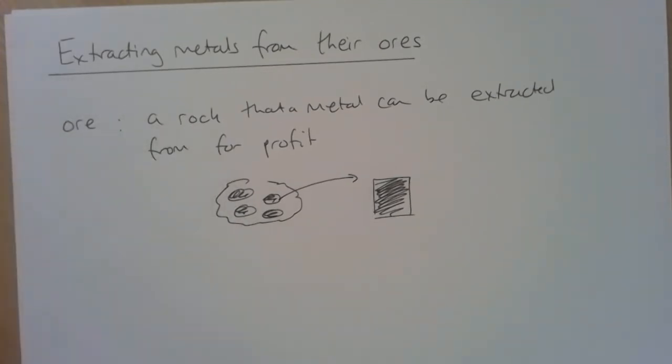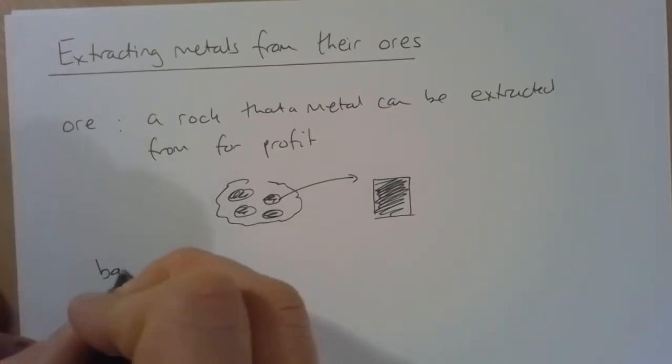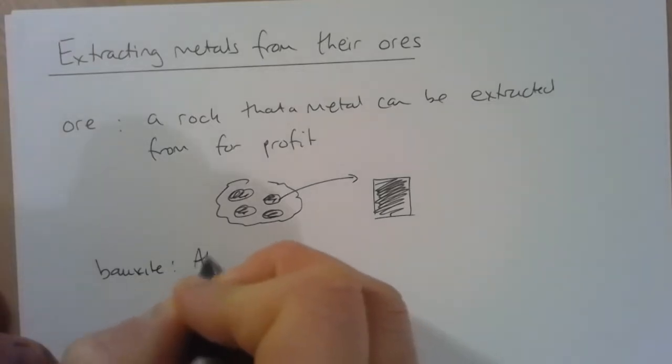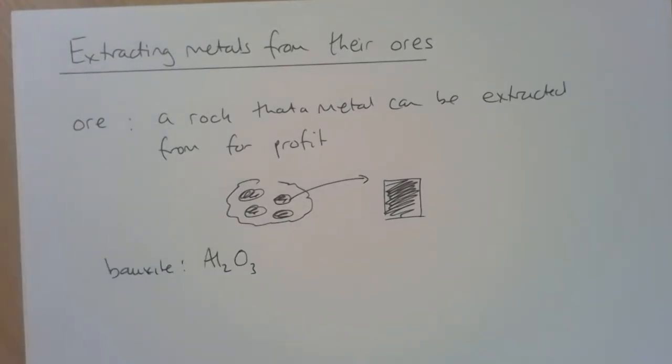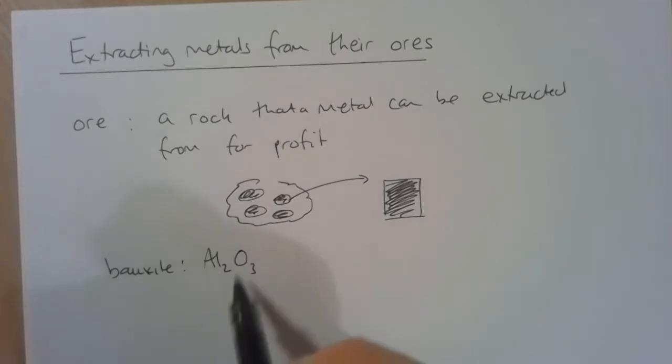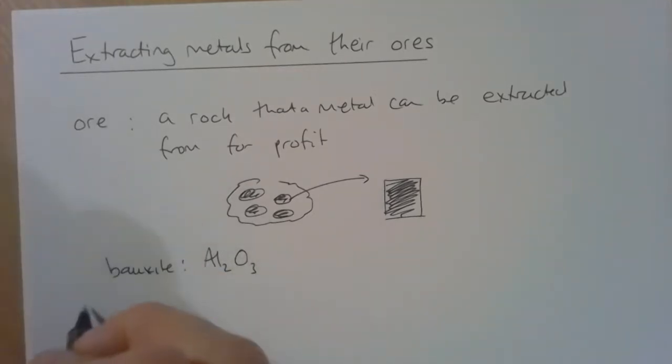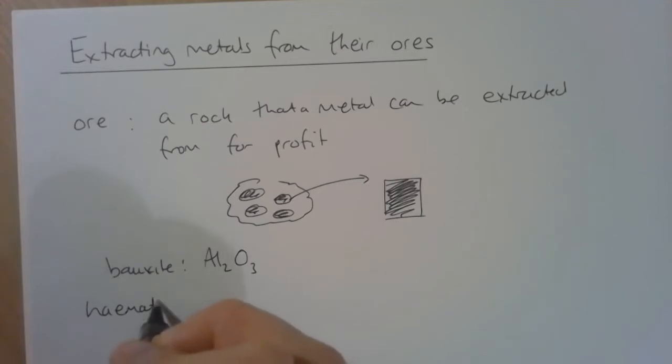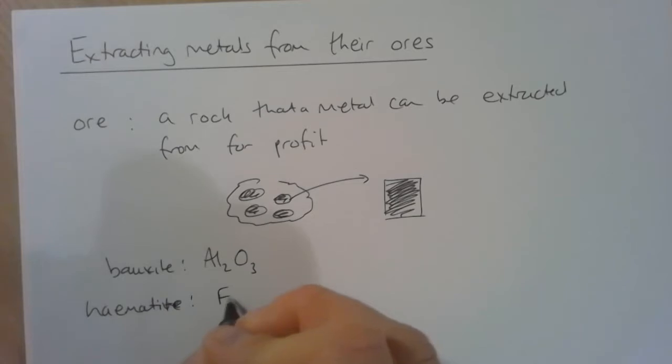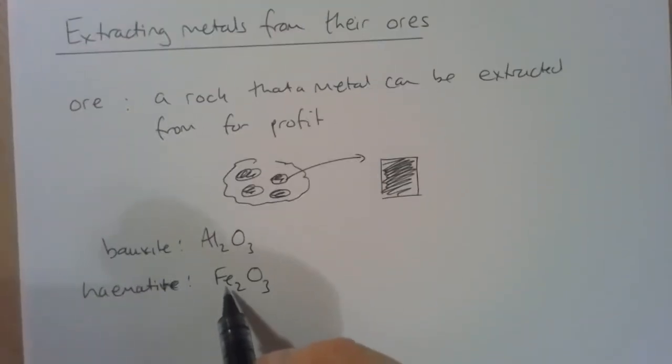Ores, there's lots of different types of ores, but there's some common ones that we need to know about. One of them is bauxite, which is aluminium oxide. So what we can see is that the aluminium is chemically combined in a compound with oxygen, and we're going to need to do something to get rid of that oxygen. There's one of the iron ores called hematite, which has the formula Fe2O3, so it's two iron atoms and three oxygen atoms.